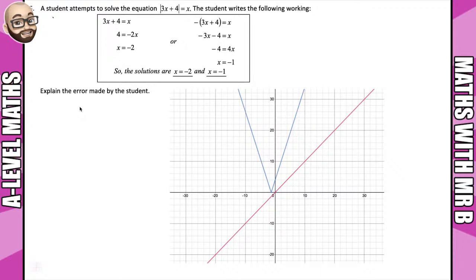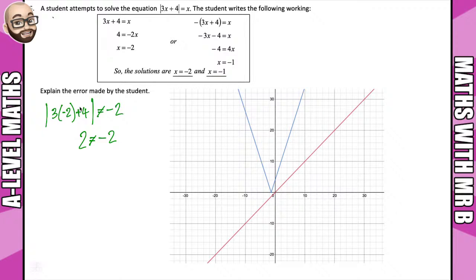If we look at the -2 answer, if we did 3 lots of -2 plus 4, does that equal -2? Well, inside the modulus, we get -2, but the moment we then take the modulus of that, the negative sign disappears. And what we've actually got there is 2 equals -2, which definitely is not true. And it's the same if you plug -1 into it.